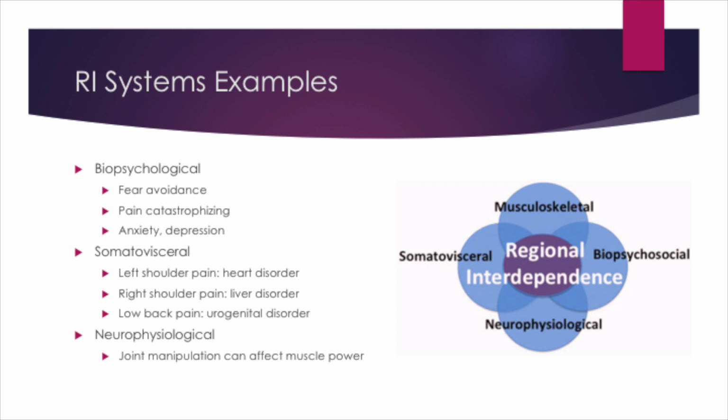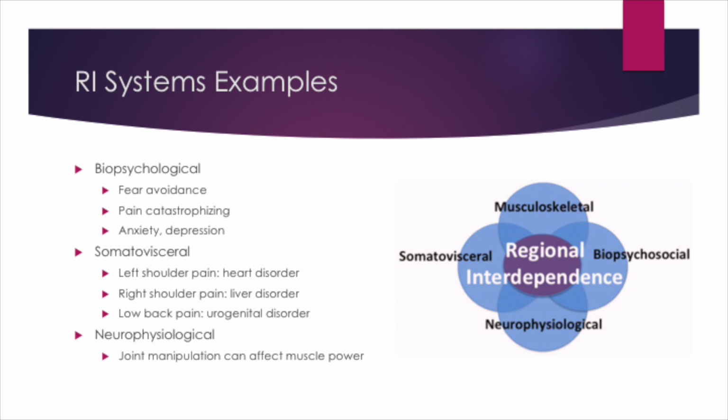For example, the biopsychological system means that when a patient has fear avoidance or pain catastrophizing or anxiety and depression, these can significantly affect the injury. There's also somatovisceral examples, and we learn about some of these. For example, left shoulder pain can be a result of a heart disorder or a spleen injury. Right shoulder pain can be from a liver disorder, and low back pain could actually originate from a urogenital disorder.